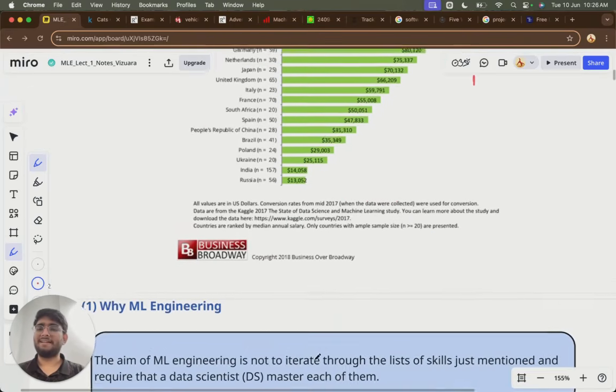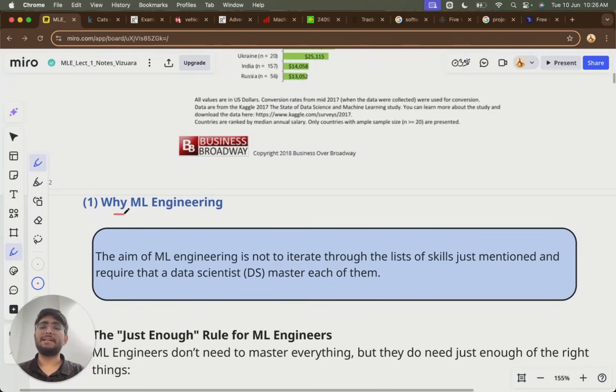Let's go with the technical details first. Why ML engineering? The aim of ML engineering is not to iterate through the list of skills just mentioned and require data scientists to master each of them.